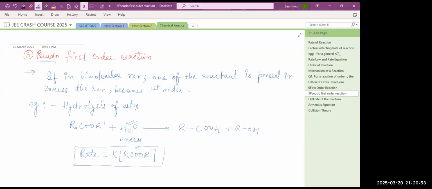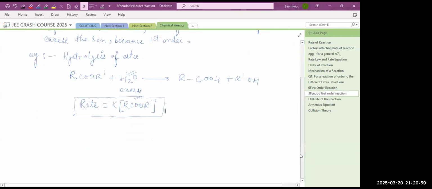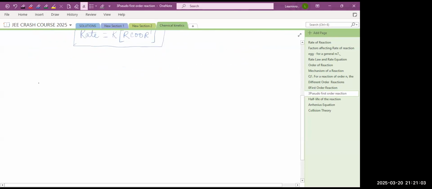Okay, we can see another example. Just say pseudo first order reaction. It's important. Okay, let's do a question. For example, a reaction is given in which A plus B forms P.